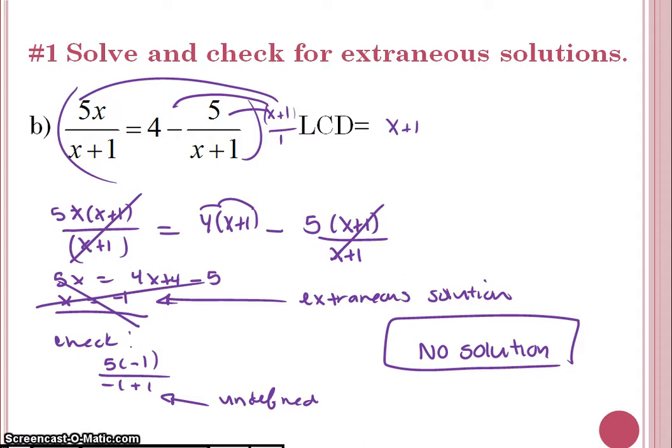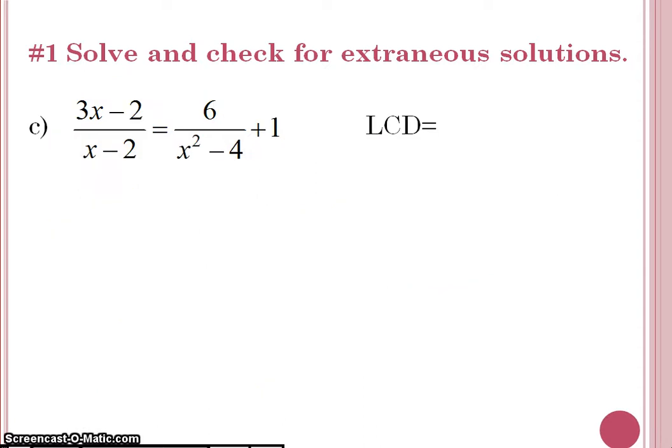Okay, so let's move on to C. Here again, we're going to multiply by the LCD to get rid of the fractions. If I look at this, I know that this is a difference of squares. It factors as x minus 2, x plus 2. So this, in fact, is our LCD: x minus 2 times x plus 2, or x squared minus 4. Now I'm just going to multiply all terms by this. I'm going to multiply the first term by x minus 2 times x plus 2.